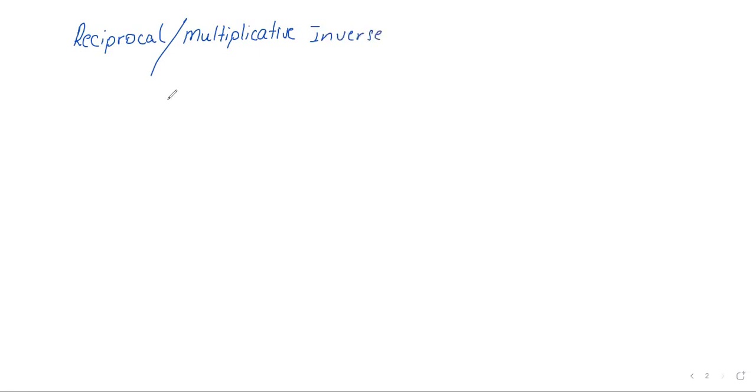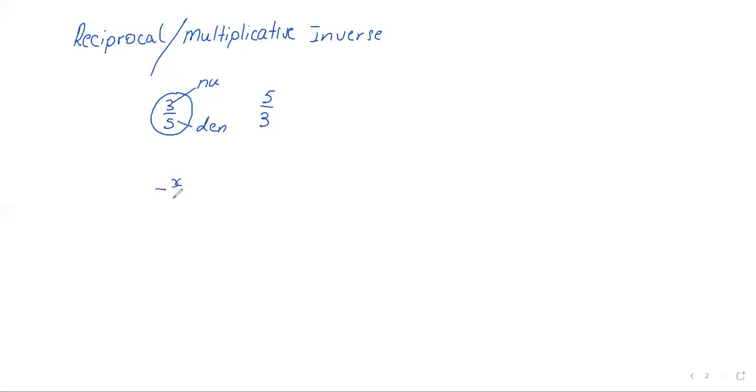Now, let's look at this number here, 3 over 5. The reciprocal of this number is going to be 5 over 3. Now we have taken the numerator and the denominator. Here, the denominator becomes the numerator and the numerator becomes the denominator. This is a reciprocal of that. Let's take the next one.